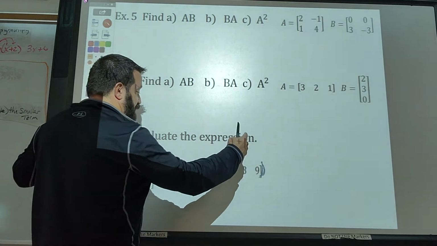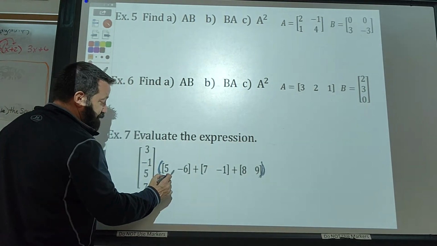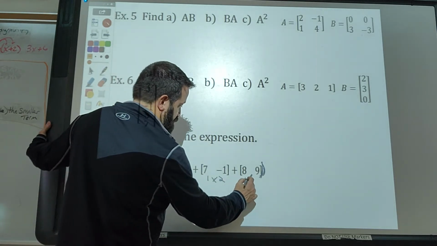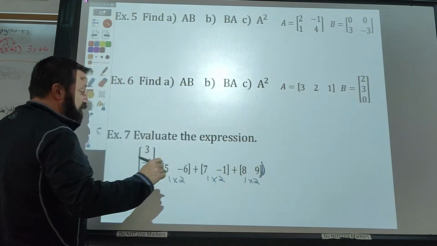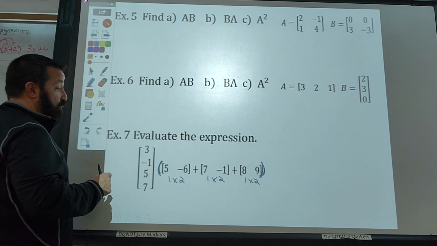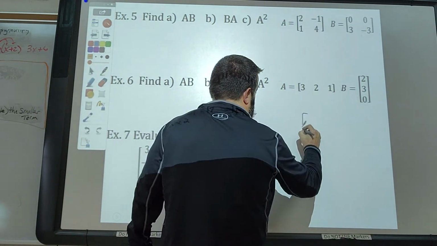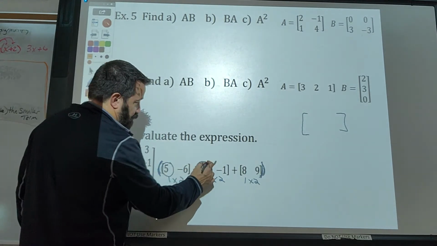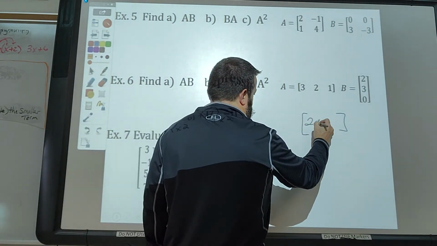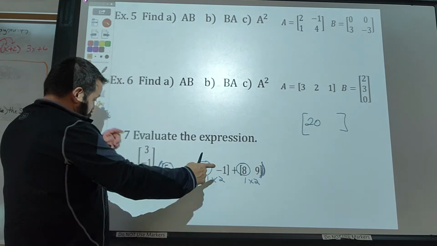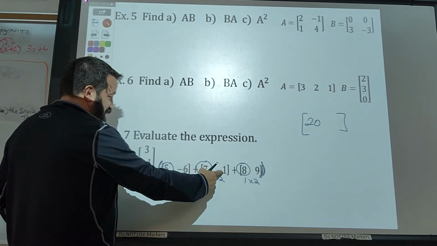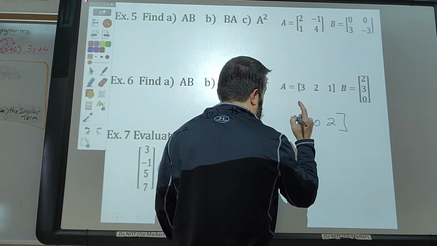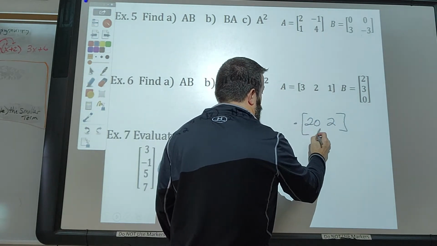These are 3 matrices that all have the same dimensions. They're all 3 1x2s. So when you add 3 1x2s together, you're going to get another 1x2. So I'm going to add up my first element in all 3 of these and get 20. I'm going to add up my second component, -6 plus -1 is -7, plus 9 is 2. And so I end up with 20, 2, which is a 1x2.